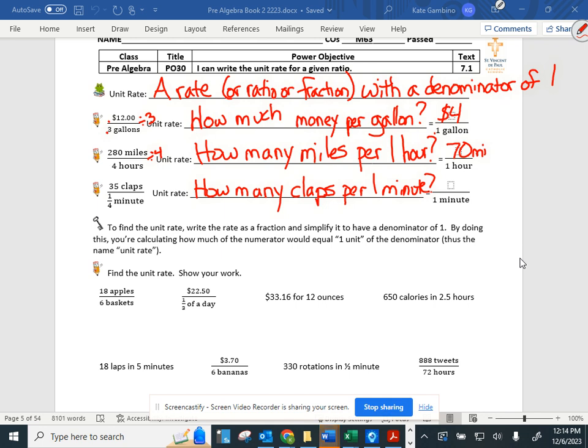Who remembers from yesterday? Will. Why would we times it by 4, Will? Because 1/4 times 4 equals 1. So whatever I do to my denominator, I have to do to my numerator. What is 35 times 4? Claire? 140 claps per minute.